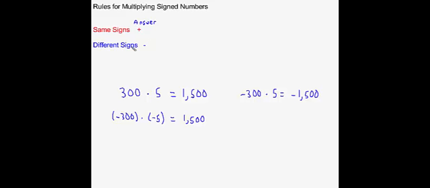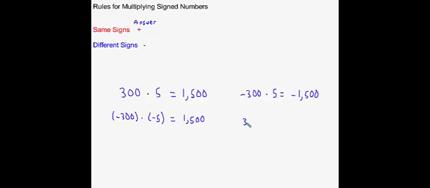Now if the signs were different, the answer would be negative. So that was the case here. We had a negative number here, and we had a positive number here. One was negative, one was positive, so the signs were different, and the answer came out to be a negative result, negative 1,500.